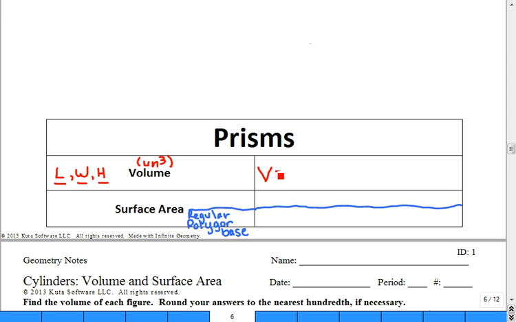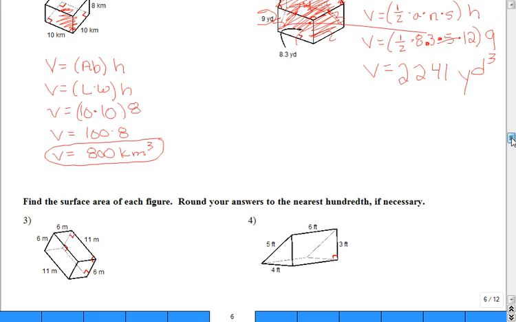The formula for the volume of our prism is going to be the area of the base. Now our base can be any of the polygons that we've worked with, so we'll have to plug in the appropriate formula there, times the height of our prism. So let's go through and work a few problems.